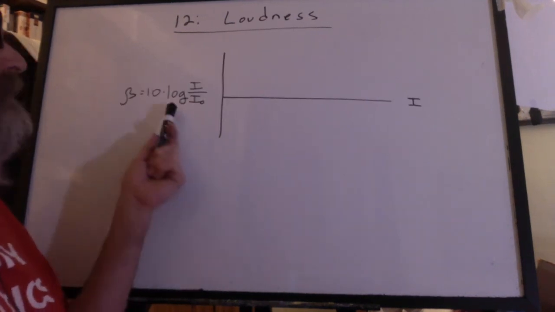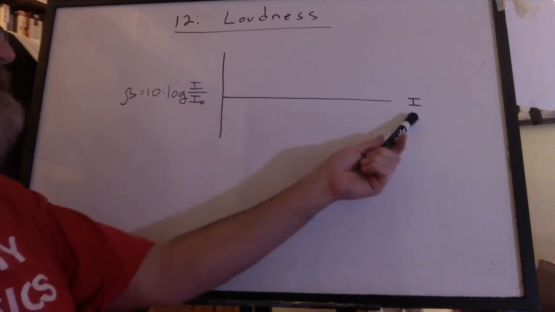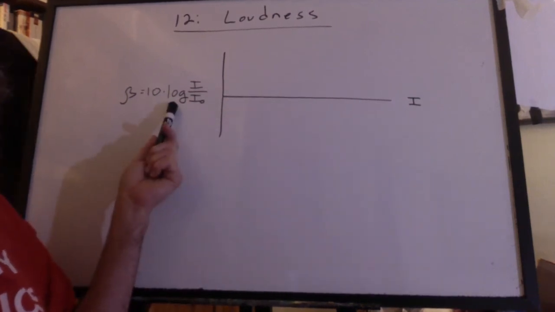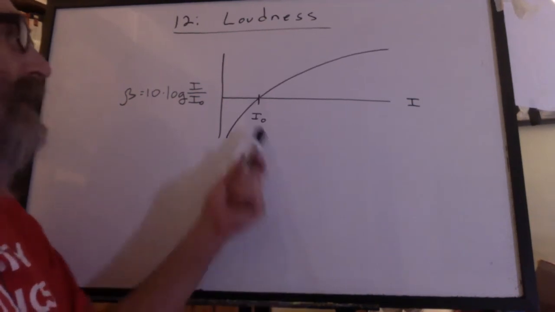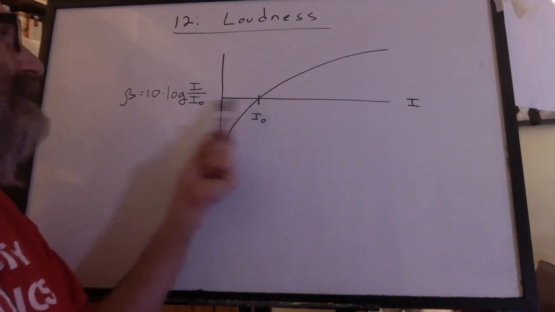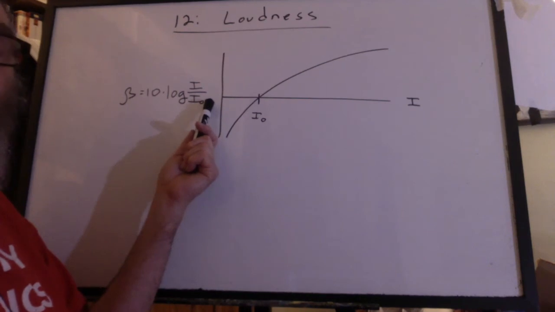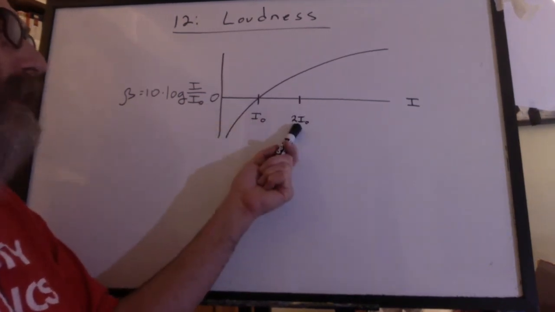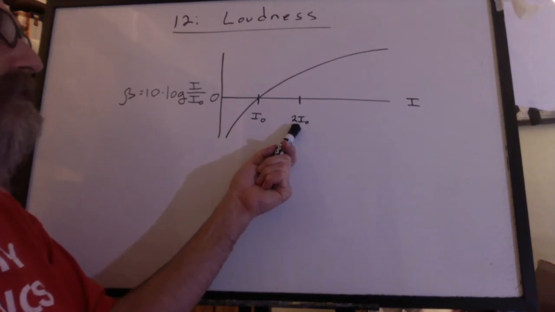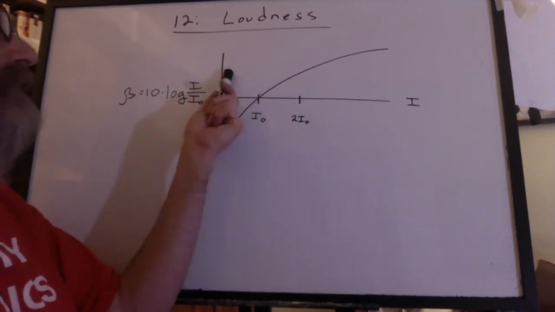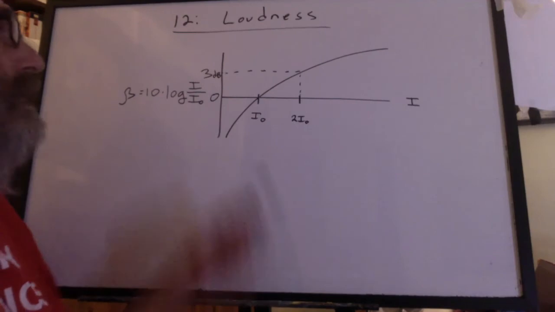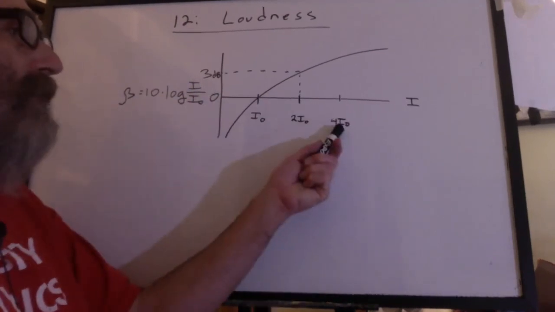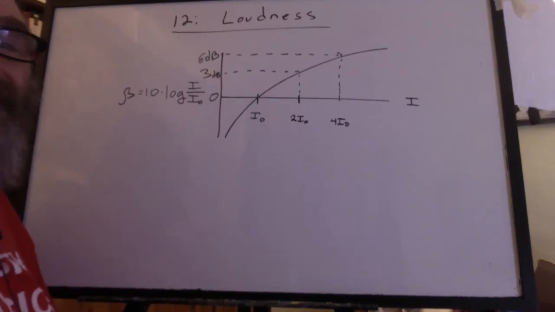Let's take a look at a graph. What if we tried to plot the loudness versus the intensity? It's a logarithmic function, base 10. This is the value of I naught. It gives us a value of loudness of 0 decibels. If I was at twice I naught, the quietest intensity we could hear, what would be the value of the loudness? We'd be at 3 decibels.